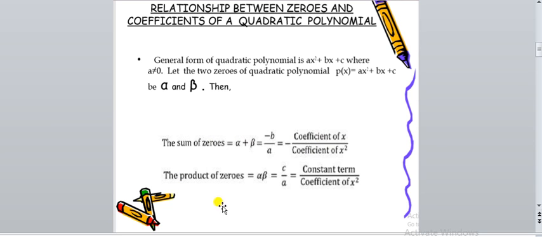The product of zeros is what? Alpha into beta will be c upon a. Now c is the constant term, and a is the coefficient of x square. And here, minus b upon a: b is the coefficient of x, and a is the coefficient of x square. So this relationship you all have to remember.